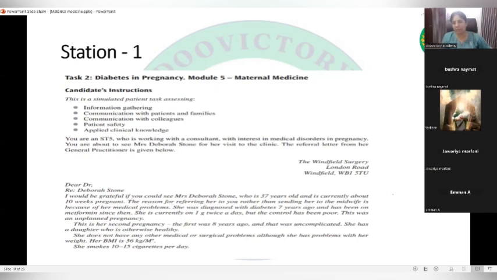Doctor, I delivered naturally in my last delivery. So what about my delivery? Will that be vaginal or cesarean? Relating to that, your previous pregnancy was a normal delivery.